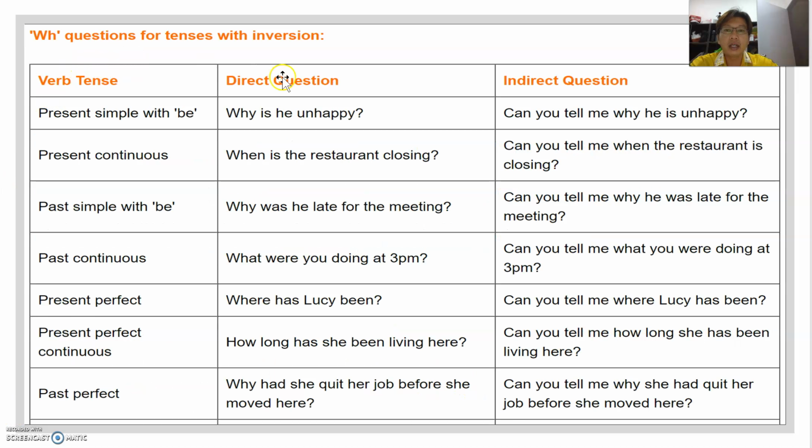For example, a direct question. Why is he unhappy? Can you tell me why he is unhappy? So the order, is he, we change the order to he is. He is.